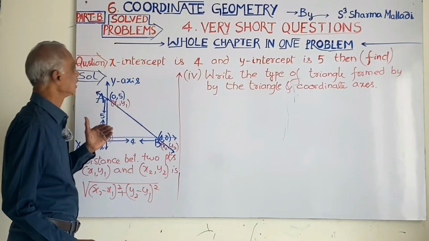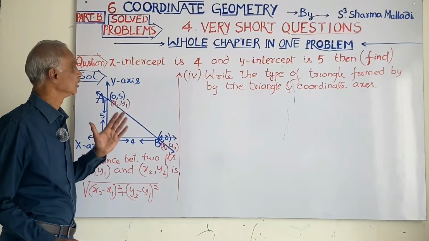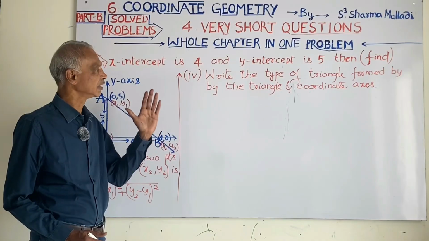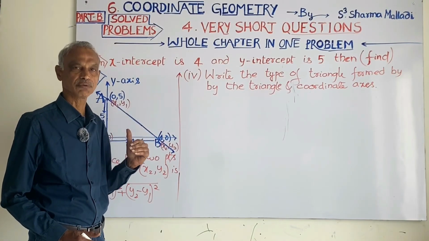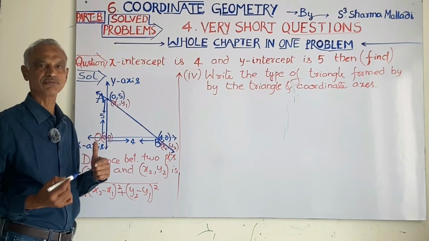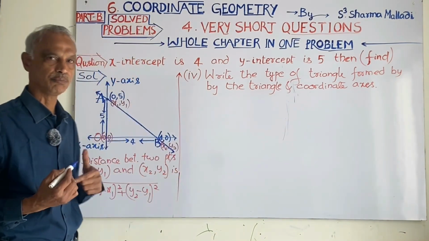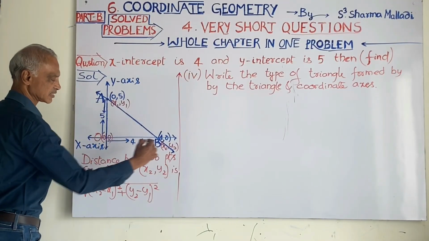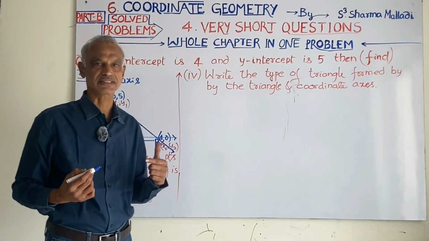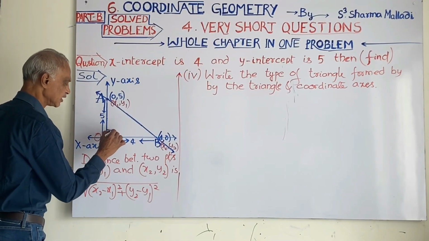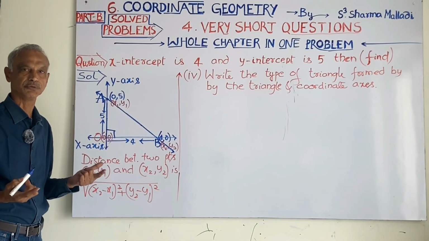Now, what is the fourth question? X-intercept is 4, Y-intercept is 5. Then write the type of triangle formed by the straight line and the coordinate axes. How to find the type of triangle formed by AOB, that is straight line AB and coordinate axes, means X and Y axis? The triangle formed by a straight line and the coordinate axes is a right angle triangle. We know, but we have to prove.